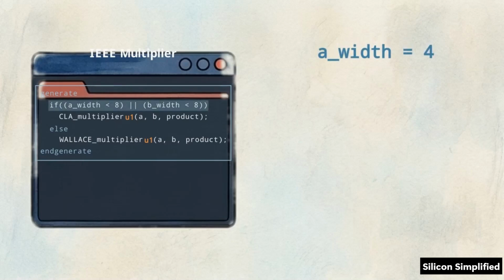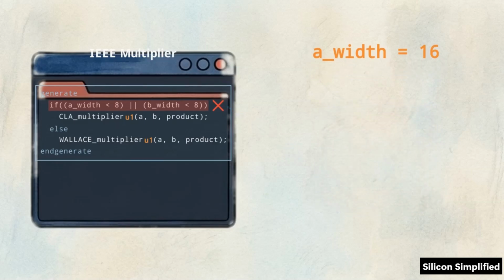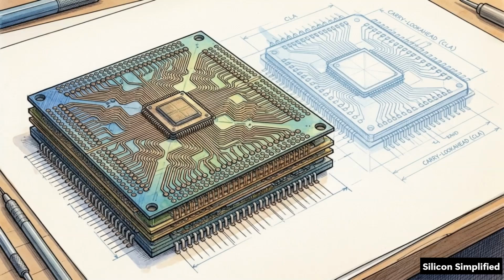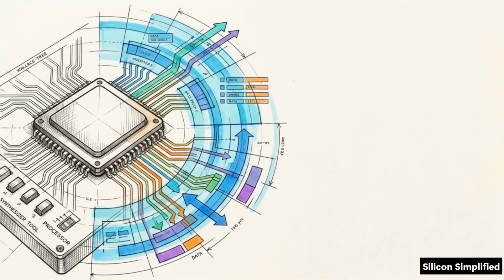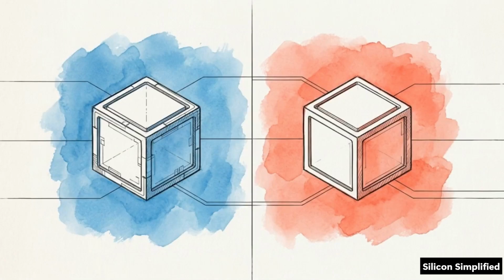But if the same module is called with a bit width of 8 or more, the condition fails. The carry look-ahead logic is discarded, and the compiler traces the else path to instantiate a high-performance Wallace tree layout instead. Because this selection happens during elaboration, only the chosen branch translates into physical gates. The unchosen branch is completely ignored by the synthesizer. Since the generation is mutually exclusive, both branches can assign the same instance name without a namespace collision. Conditional generation transforms static IP blocks into reusable modules that adapt their physical architecture to satisfy varying system constraints.